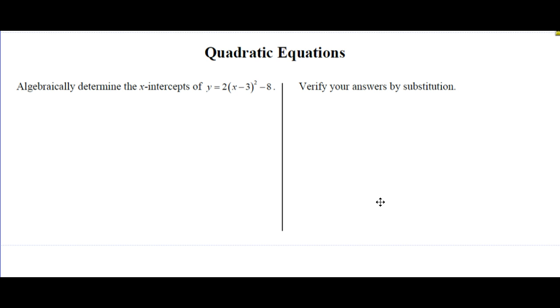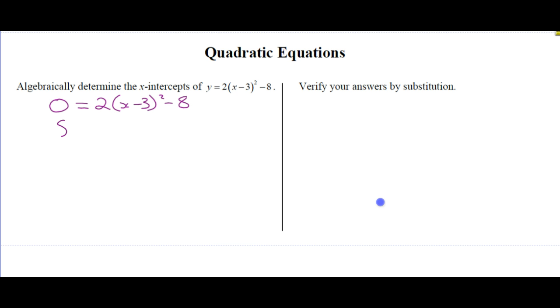So the x-intercepts, what do we know about them? We know that y is equal to 0, right? So for the x-intercepts, we know that y is 0, so we will set y to 0 and go to 2(x minus 3) squared minus 8. And we're going to solve that, so first step would be to do what? Get rid of the 8, right? We're going to do that by adding 8 to both sides.